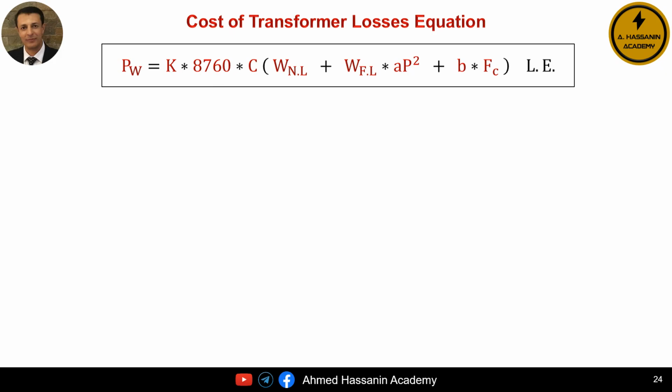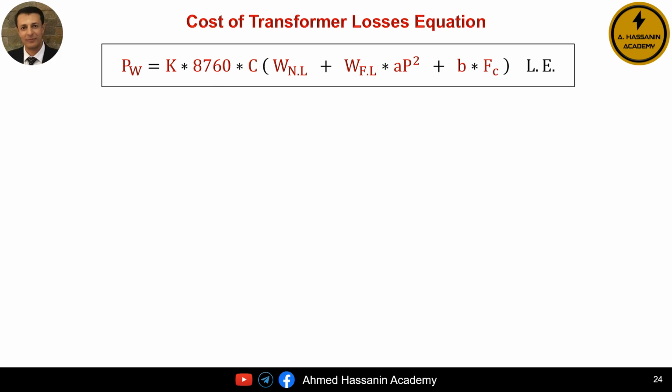PW is the annual cost of losses in the transformer in Egyptian pounds. K is the loss factor. It's a dimensionless value. 8,760 is the total number of hours in a year. C is the cost of energy per kilowatt hour in Egyptian pounds. Wn.L refers to the no load loss measured in kilowatts. Wf.L is the full load loss, also in kilowatts. AP is the load factor. Again, it's dimensionless. B is the harmonic loss coefficient, and Fc is the harmonic loss component, usually in kilowatts.